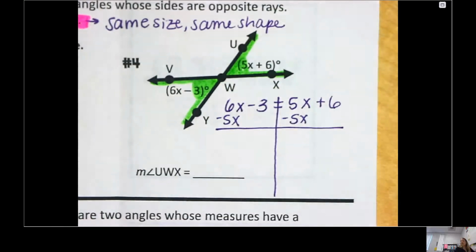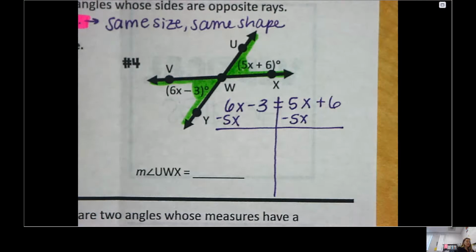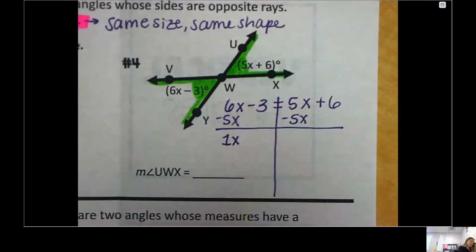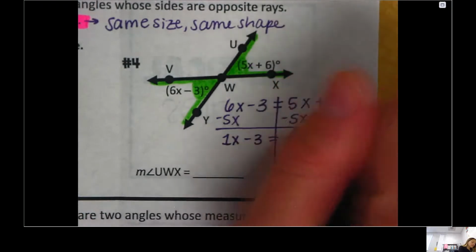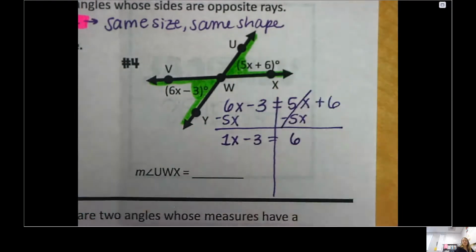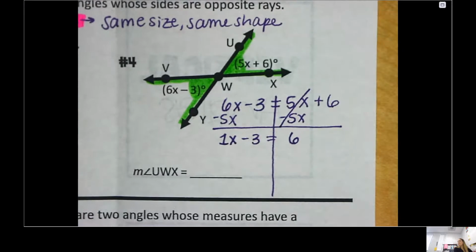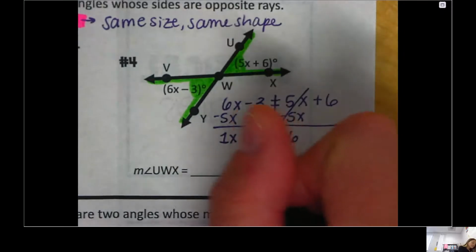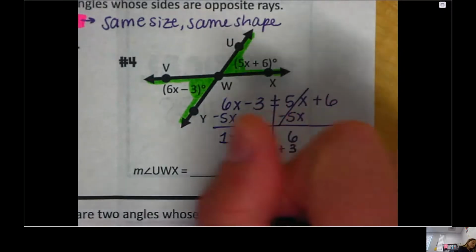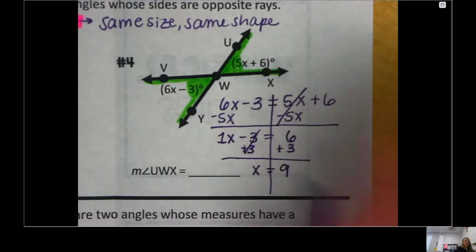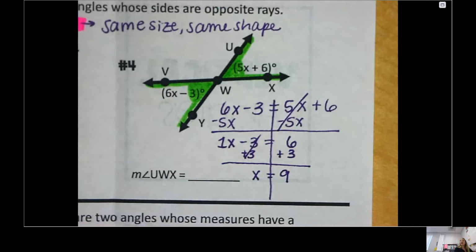If I work from left to right, 6x minus 5x gives me just a 1x. I bring down everything else. Minus 3 equals 6. Okay, now what? Add the 3, yep. I get x equals 9. Am I done? No, what do I have to do now?